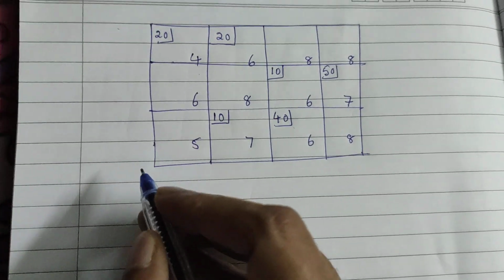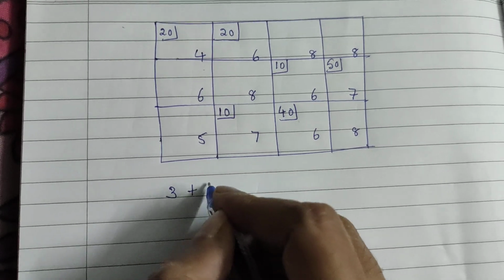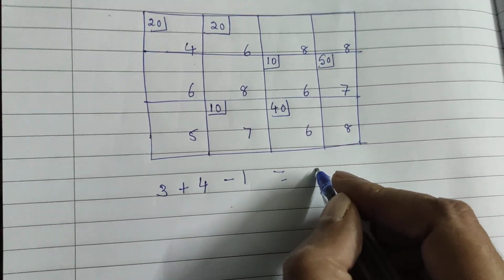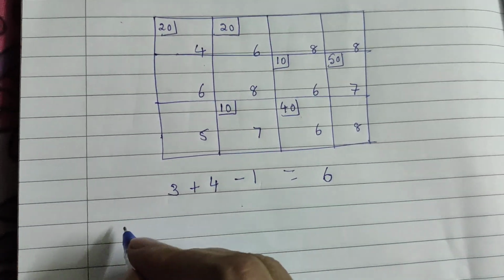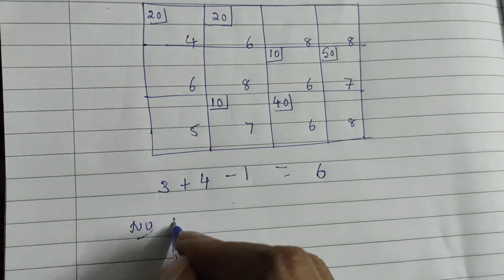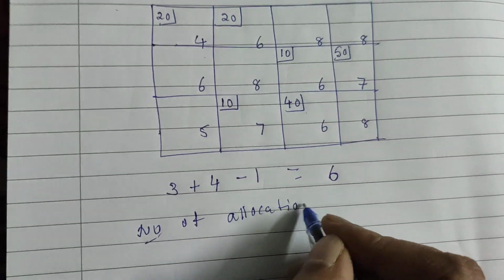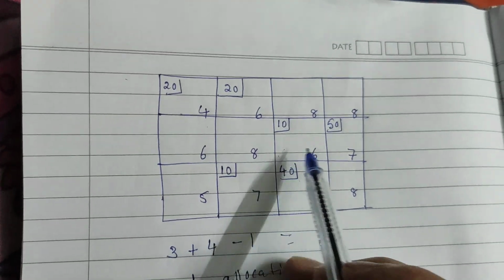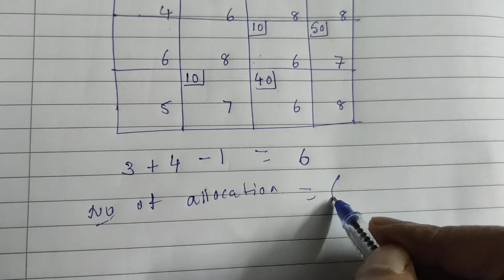Now, how many rows are there? 3 rows. How many columns are there? 4 columns. 3 plus 4 is 7, 7 minus 1 is equal to 6. Second, the number of allocations. Check here: 1, 2, 3, 4, 5, 6. Therefore, the number of allocations is also 6.